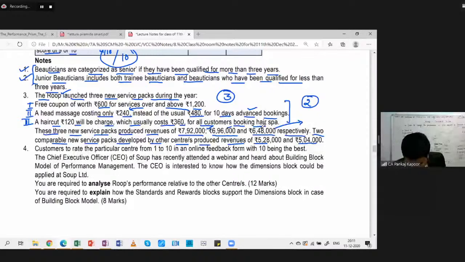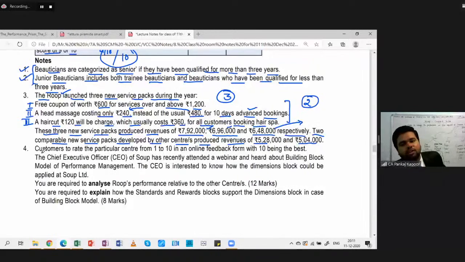If you add these three, I don't know how much the amount will become, but obviously 7 plus 6 is 13, plus 6 is 19. It is more than 5 plus 5, 10. So your innovation has more worth than the innovation of your counterparts.